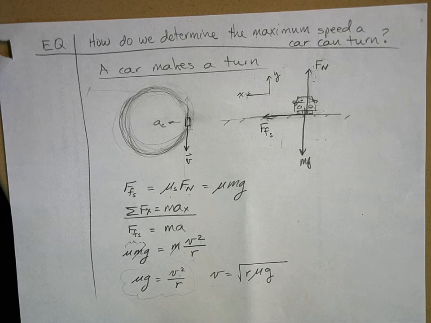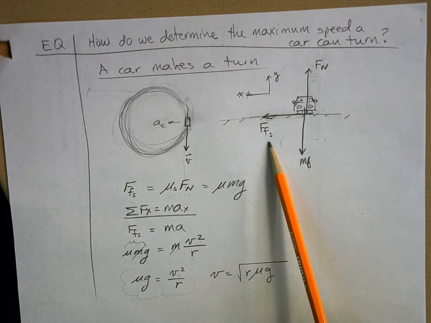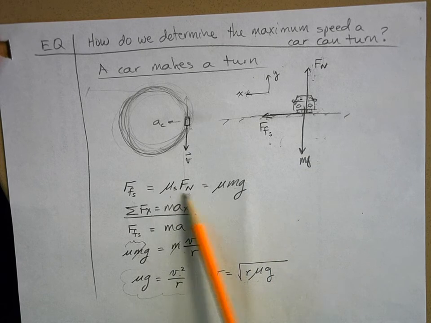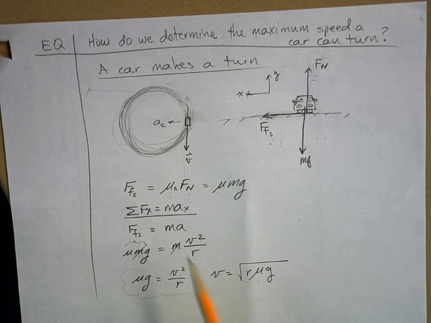So by solving for the force of friction and saying, hey, the force of friction equals mu times the normal force, and the friction force is also the centripetal force, the force that's making the car go in a circle, we can figure out the maximum speed.